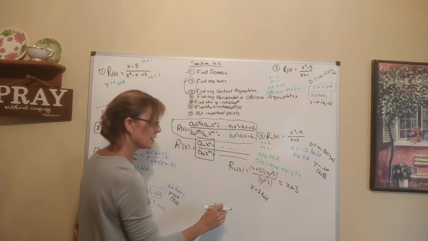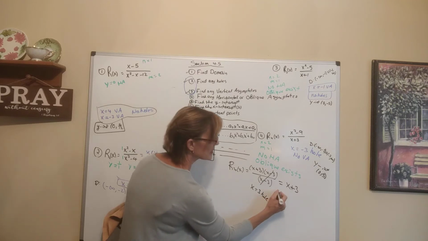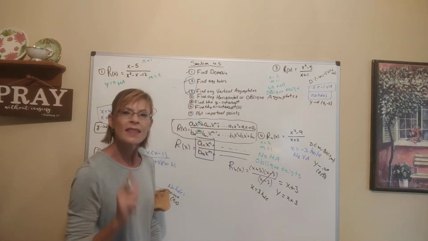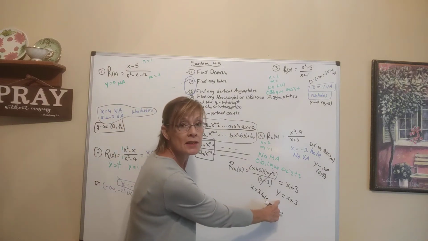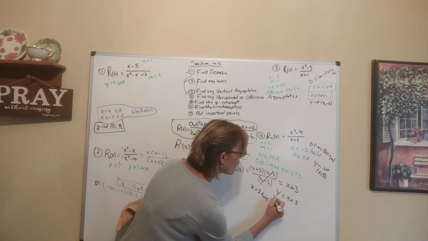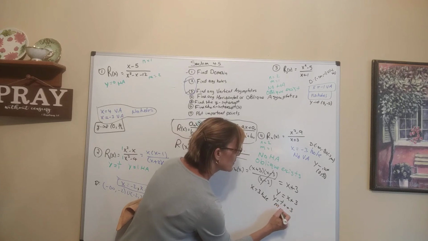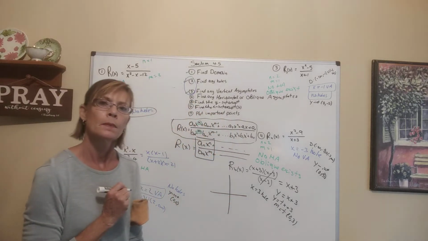So let's just think about this. R of x is equal to x plus 3. I want to just think of this as y is equal to x plus 3. And when I look at that, that is not a rational function. That is a line. That is y equals mx plus b. The slope is 1 over 1. The y-intercept is (0, 3). Let's graph this line.